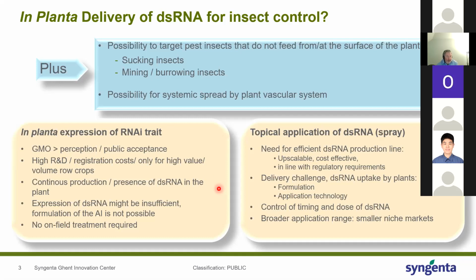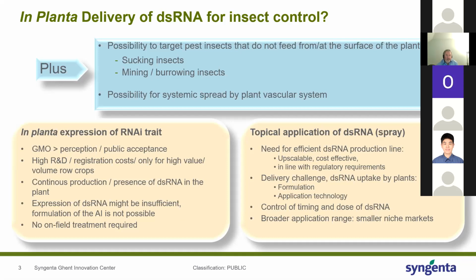What you have in a transgenic plant is a continuous production of double-stranded RNA in the plant. So a new supply of double-stranded RNA all the time. But the expression of double-stranded RNA might just be insufficient. And we have some examples in the lab where we cannot reach a high enough level of double-stranded RNA to trigger a response in the feeding insects. Also, you cannot really help the active ingredient through formulation.